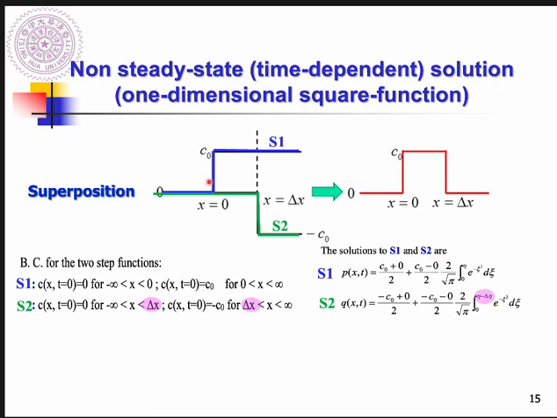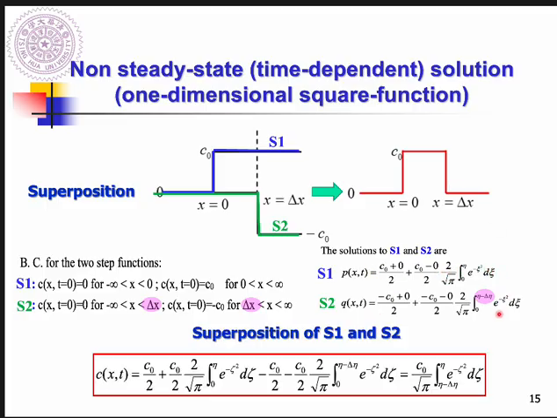Okay, so the solution actually, this is the one-dimensional square function. So you just got the corresponding solutions for S1 and S2, and you just simply sum them together. So I just use S1 and S2. I can delete this plus minus, and for the rest of the part I can take C0 divided by 2 outside.